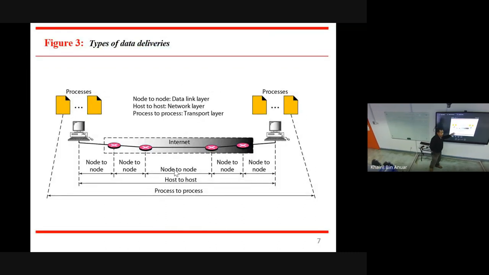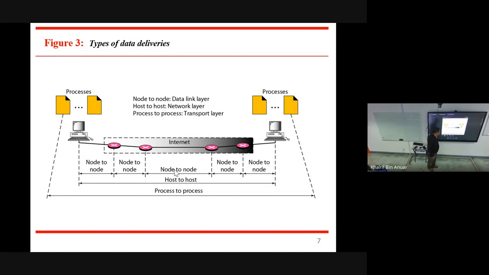This is how it looks when the node processes one by one. This node can be a switch, router, hub or whatsoever. The network layer will process from hop to hop, whereas the transport layer will process end to end. So node to node is the data link layer, host to host is the network layer, and the transport layer is process to process.